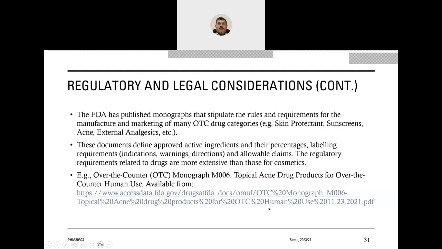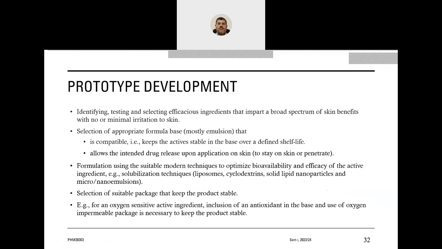Okay, then once everything is okay, we decide upon the nature of the product, the type of the product, the active ingredient that should be used, the intended use and so on. And we make a patent search. If it's not patented, we can go ahead and produce. Then we go for prototype development. We decide on the composition.